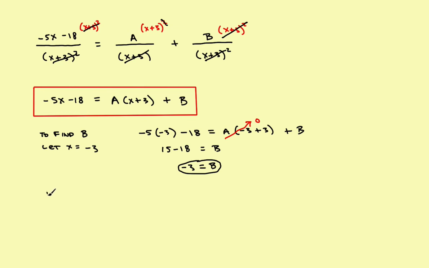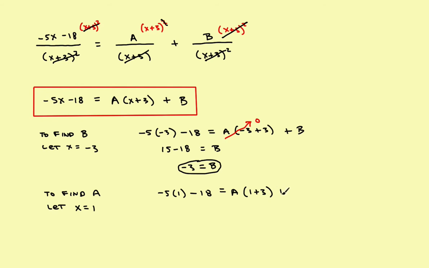So now we'll do this to find the value of A. And this time, we're going to let B be negative 3, and you can pick any convenient x that you want, other than negative 3. So in this case, I think I'm just going to pick 1. 1 seems like a pretty easy number. You could pick a different number if you wanted to, but I'll pick 1. So this is going to become minus 5 times 1 minus 18 is equal to A times 1 plus 3.